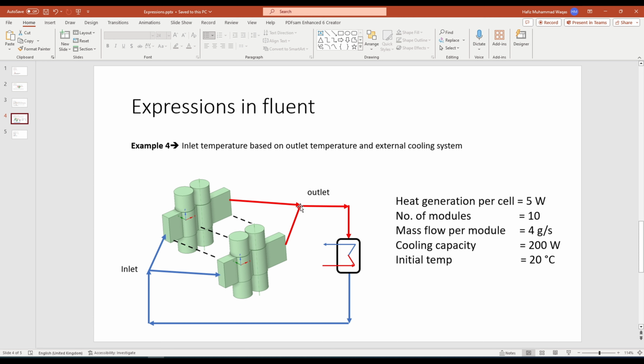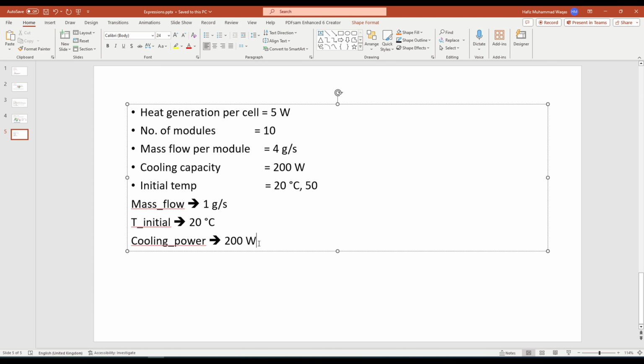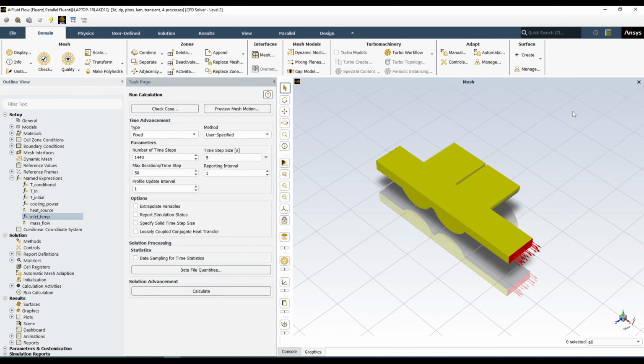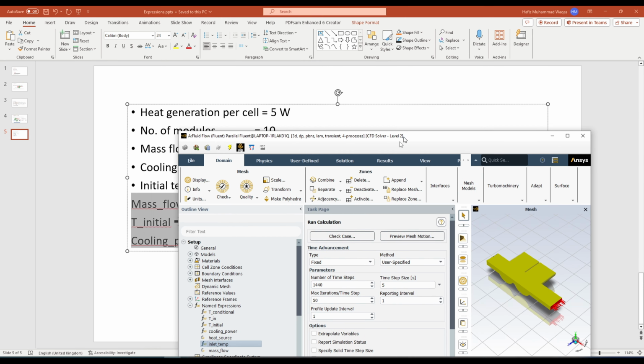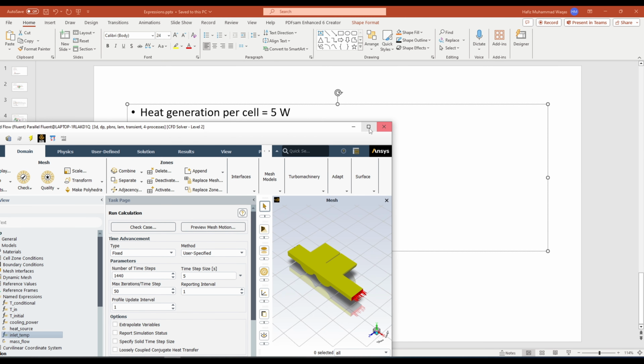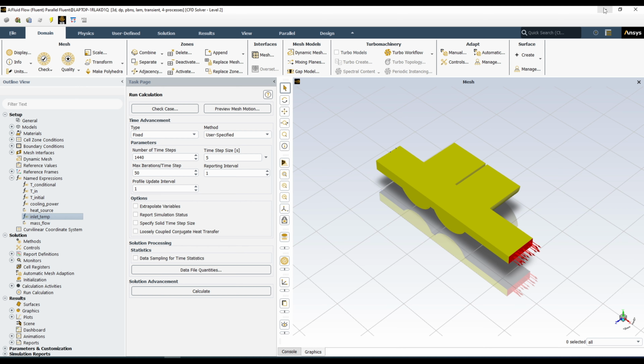I'm just saying that it will take 50 seconds to reach over here. So we will pose another condition that the inlet temperature would be affected by the outlet temperature after 50 seconds. Okay, so let's put all these three conditions in there. Actually, I have done all these things over here, but let me pull up a new Fluent, and then I will show you from scratch how we will do that.